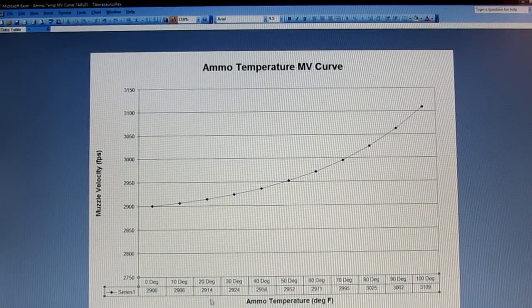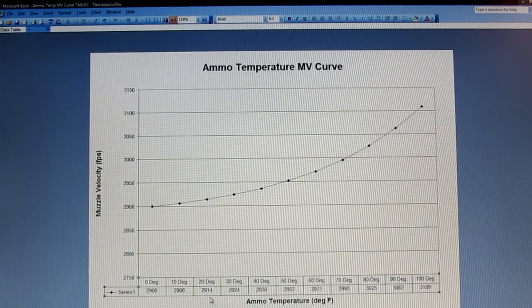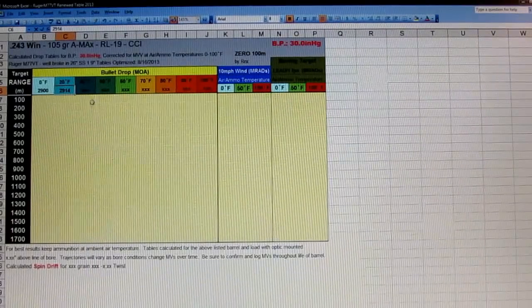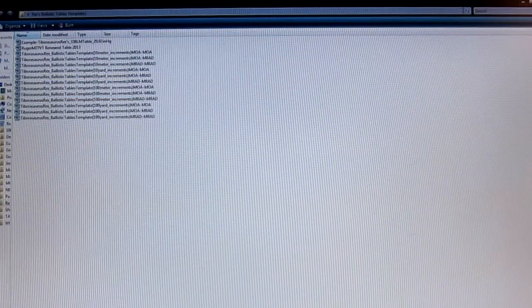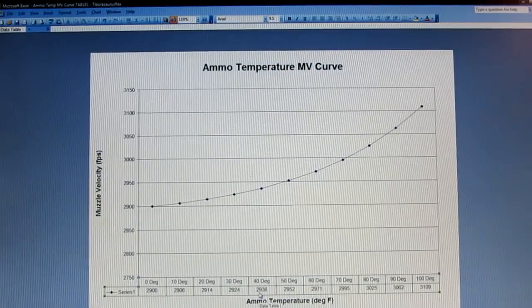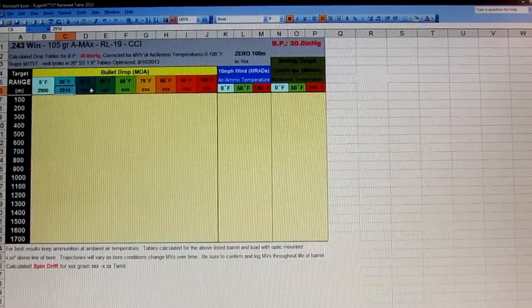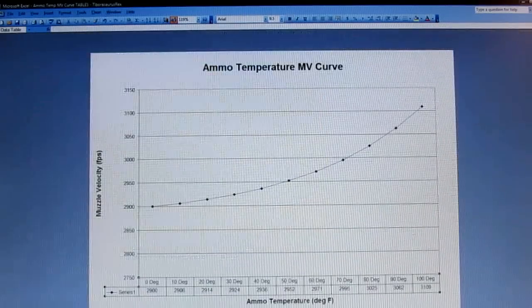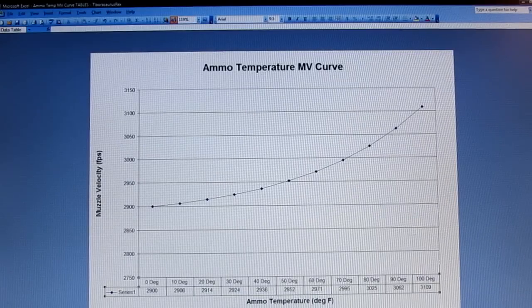So our next one was 20 degrees, so 2914. Our next one is 40 degrees. So let's go ahead and find 40 degrees, 2936. Okay, and our next one is 50 degrees, 2952.